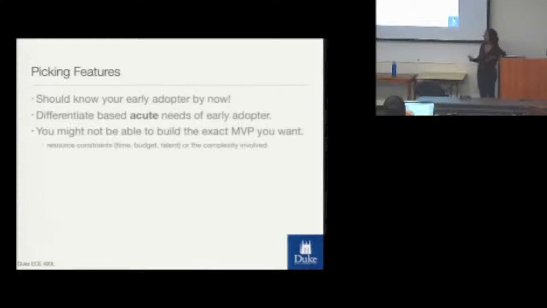So, at this stage, hopefully, you've talked to your early adopters now 3-4 times, like the same person. So you should know them pretty well. And you should also be able to know what their acute needs are, right? So it's not just, this is our early adopter, it's, hey, I really understand what their pain is, and I'm designing for that. But a lot of times what will happen is, you might not be able to build for that pain, right? You might just not have the resources, or the time, or the money, or it's more complex than you thought. So you can only build a piece of it, right?